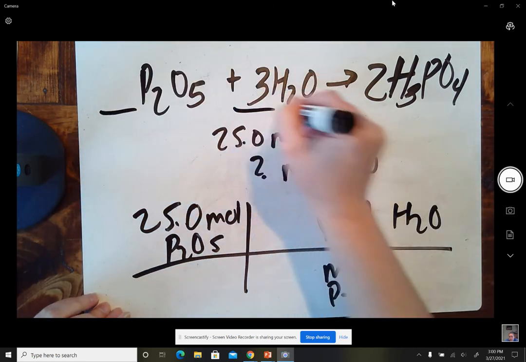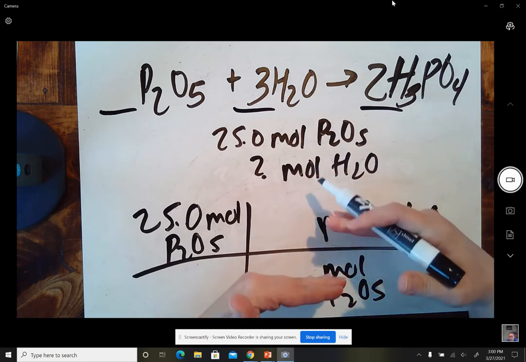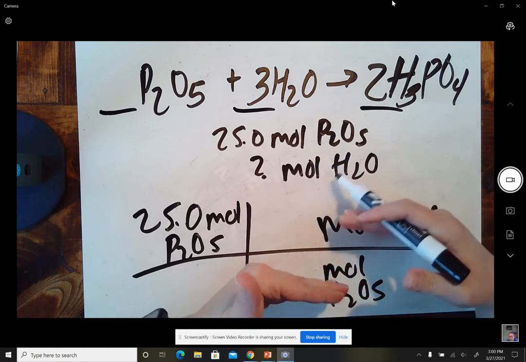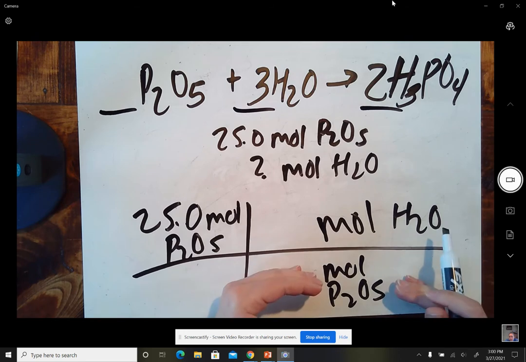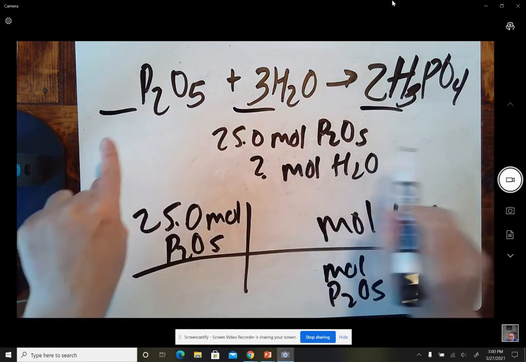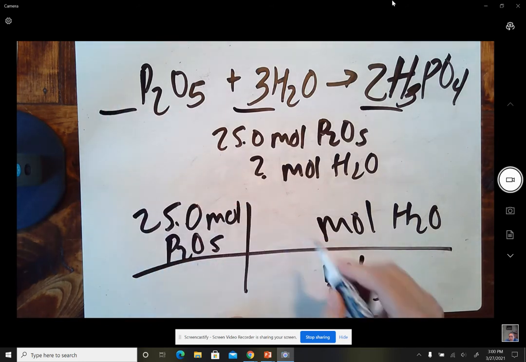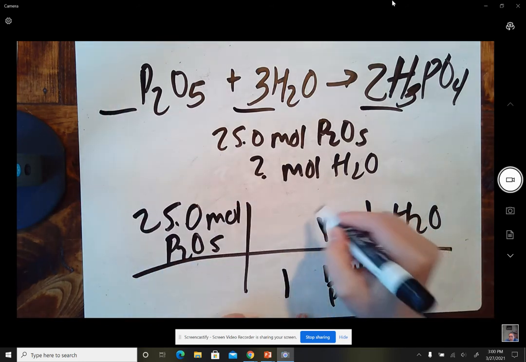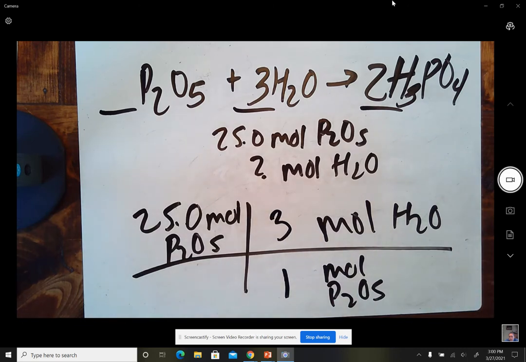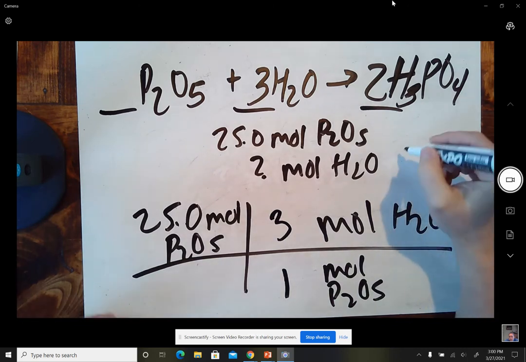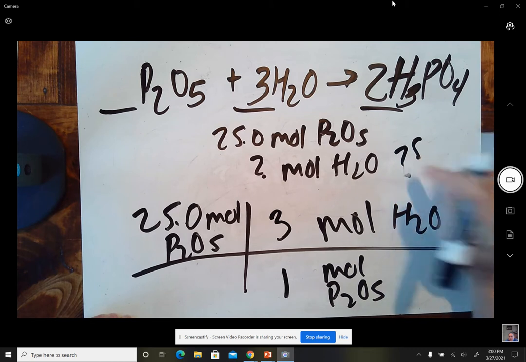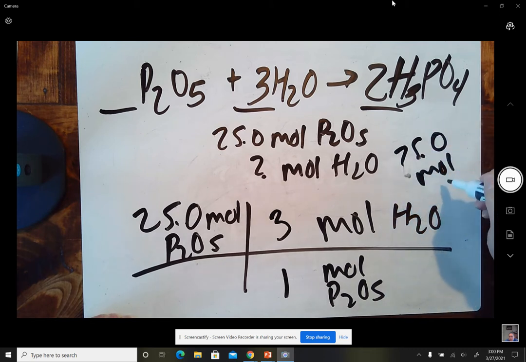I use coefficients. This is my mole to mole ratio. This is my coefficient bridge. This is letting me go from moles of one thing to moles of something else. It's the coefficients. So in front of P2O5, I don't have a number, so I assume it's 1. In front of water, I have a 3. So then I just multiply 25 times 3. So it's going to be 75 moles of water. Easy, right? I'm not showing you anything that's too scary.